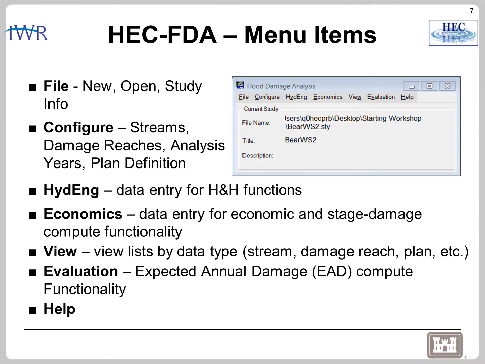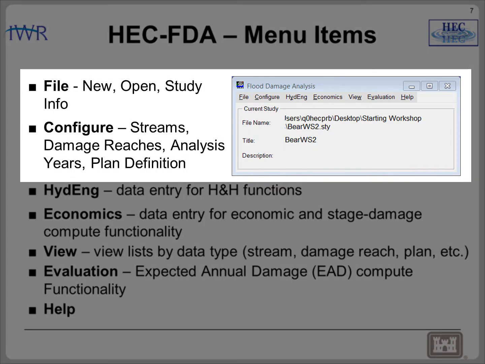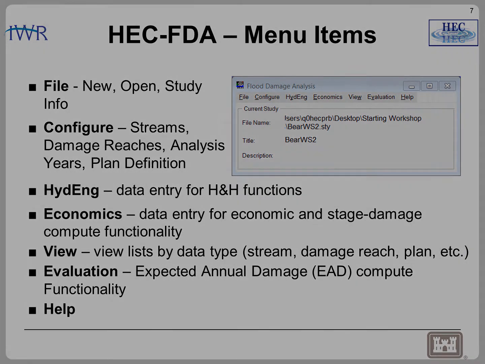Upon starting the HEC-FDA software, you will see the following interface, which contains 7 menus. For Workshop 1, you will only be using the first two menus, the File menu and the Configure menu. However, by the end of the final workshop, you will have gained extensive experience with the first 6 menus.